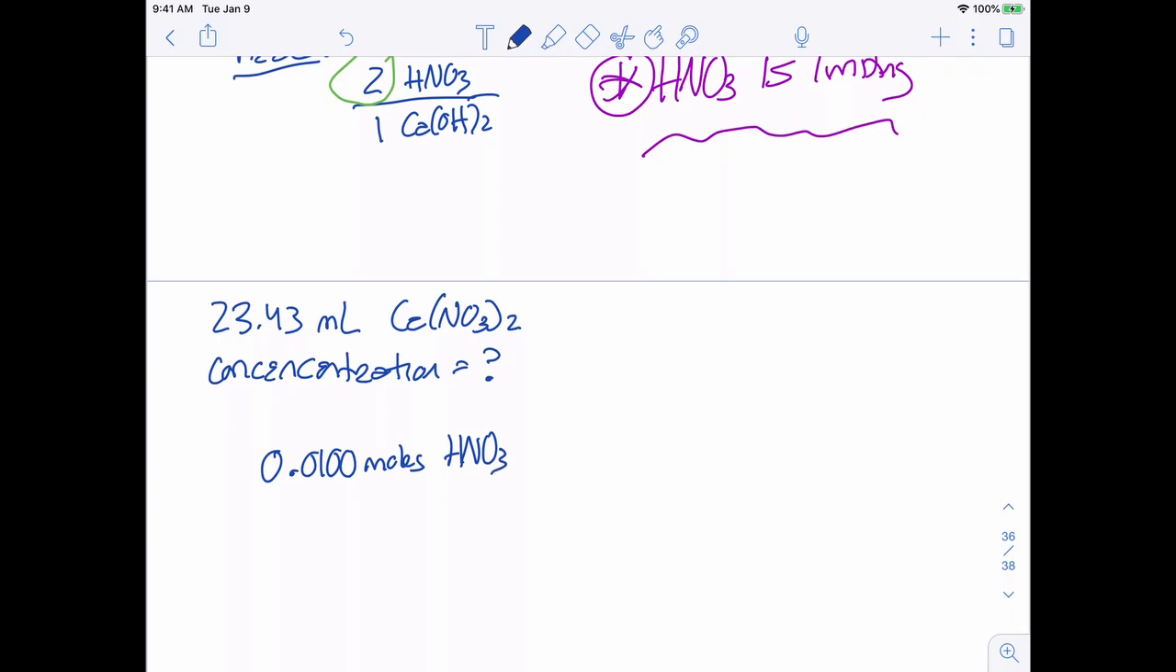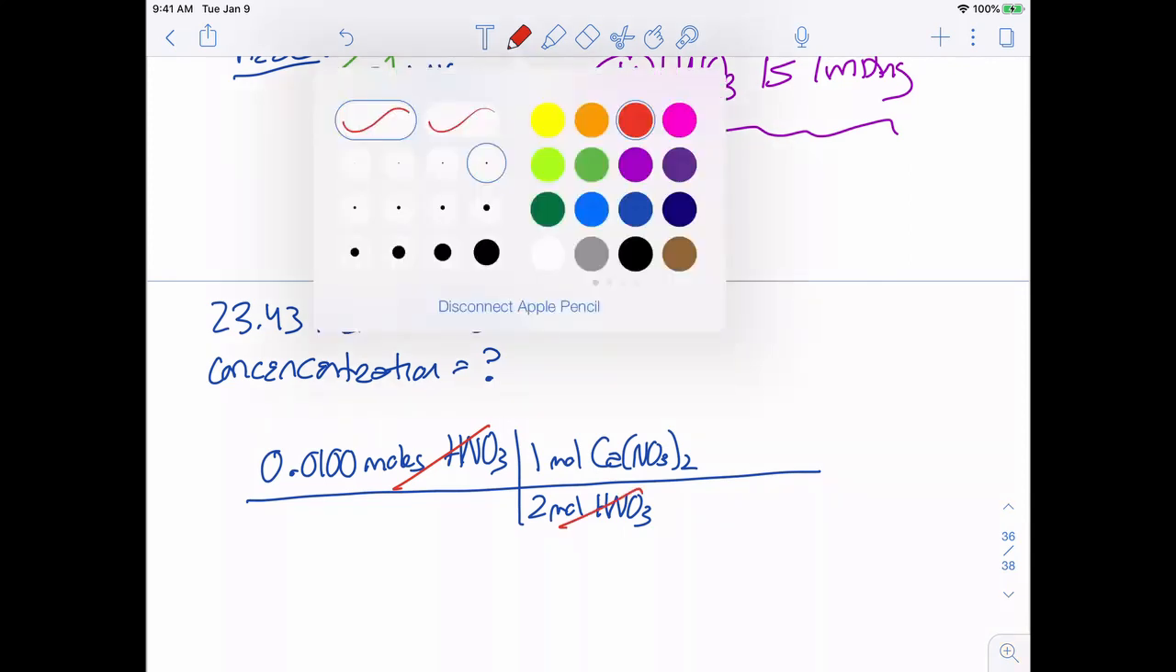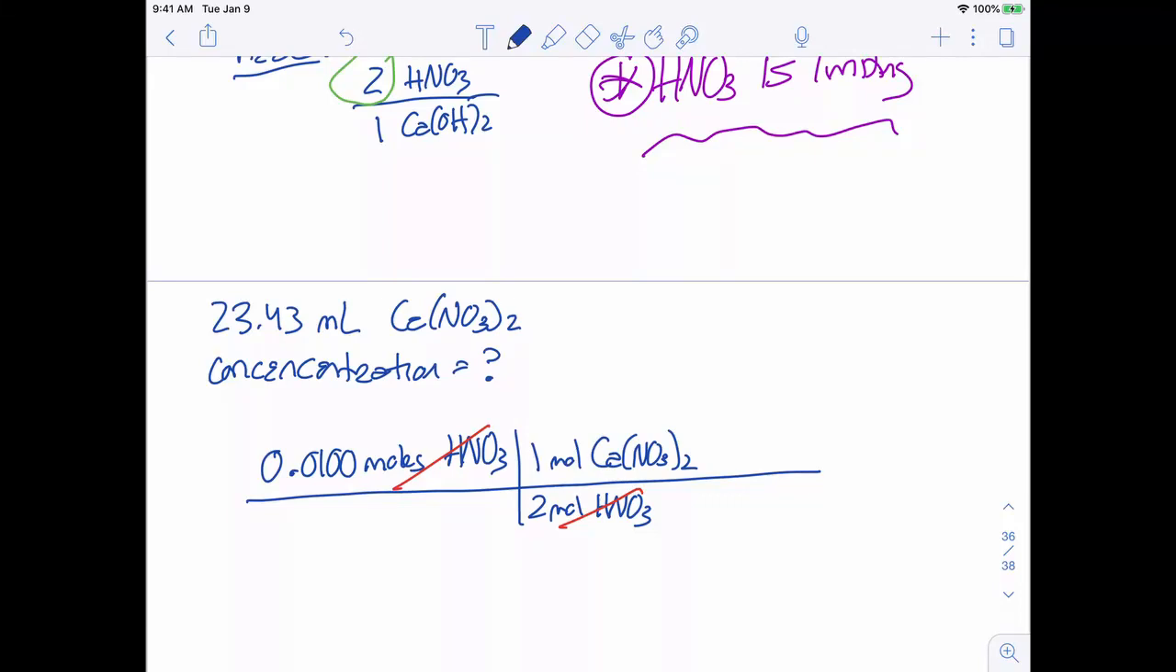And then our coefficients that we just looked at from my balanced equation said that there was 2 moles of HNO3 for every 1 mole of calcium nitrate. Right? When I do that, my moles of nitric acid are going to cancel. And let's actually just get a number for that. So that's going to equal 0.01, I guess, divided by 2. We really don't need a calculator for that one. 0.0500 moles of calcium nitrate.